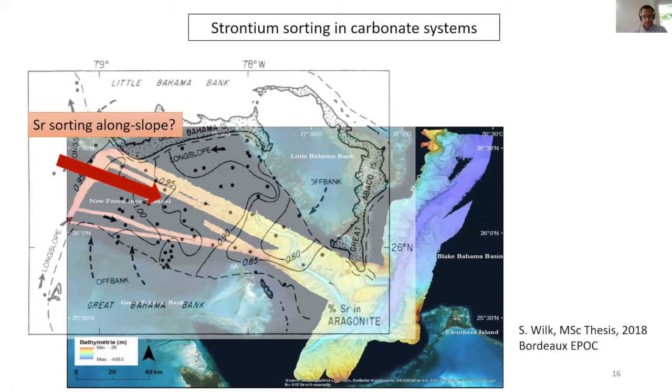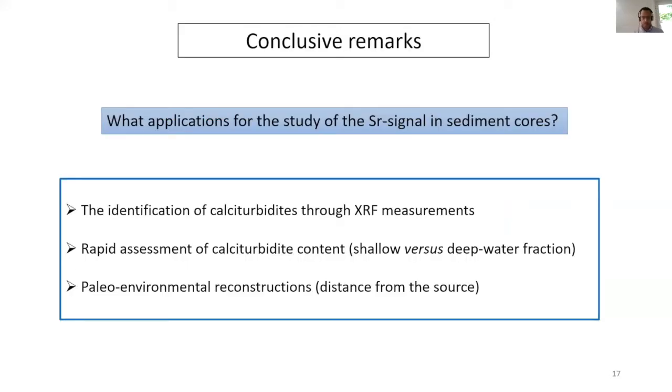So to end this presentation, I'll come up with three concluding remarks on the application of the study of the strontium signal in sediment cores. First of all, the strontium signal in sediment cores allows a clear identification of calciturbidites. It also allows a rapid assessment of the content of these calciturbidites, shallow versus deep marine fraction. And it could also serve for paleoenvironmental reconstruction with the distance from the source.